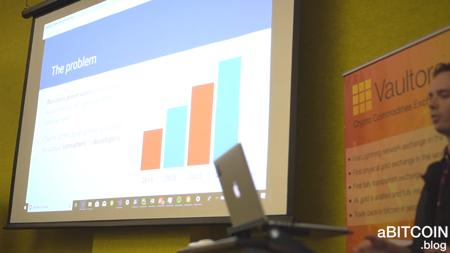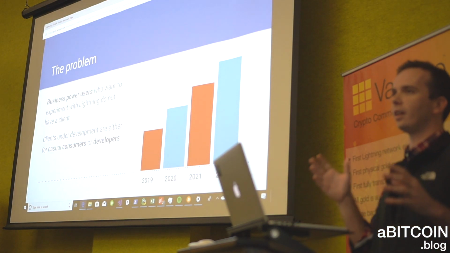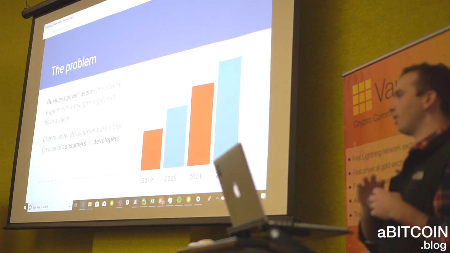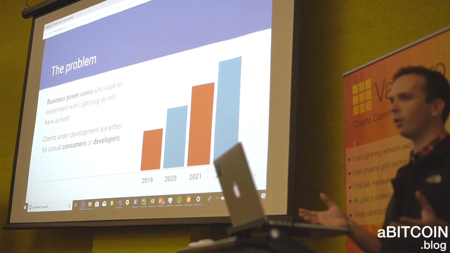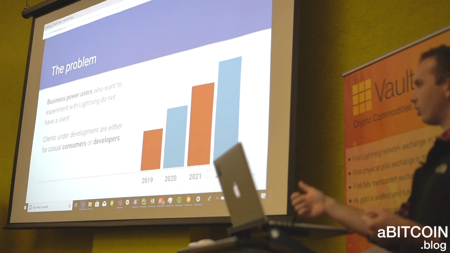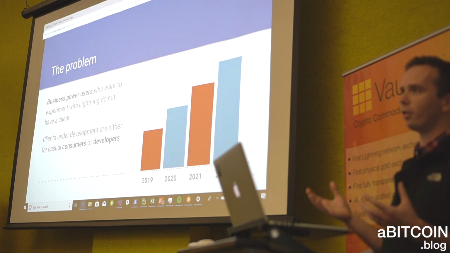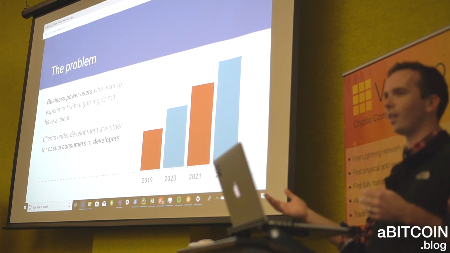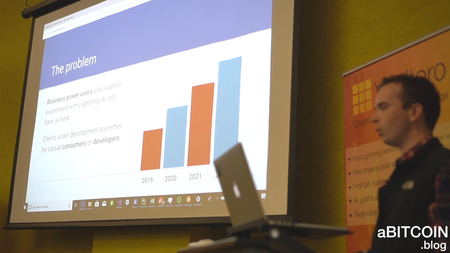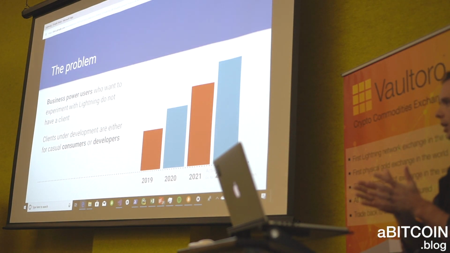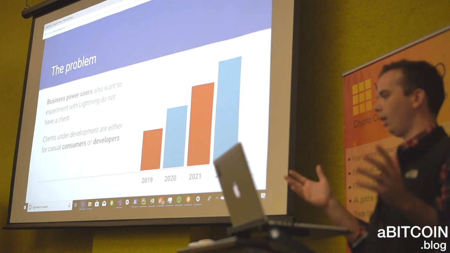And business power users who want to experiment with Lightning, they don't have a client, right? It's either something that is very minimalist and tries to abstract away as much as possible, and that's for consumers, for iOS and Android wallets, where you just click once and then you pay. Or you're a developer and you're in the command line and you're using lncli and you're getting your data that way. So if we want to have something in between, for power users, I think that was a missing tool.